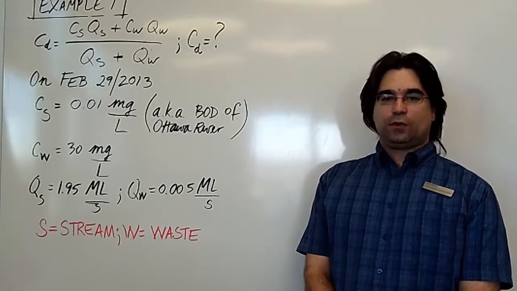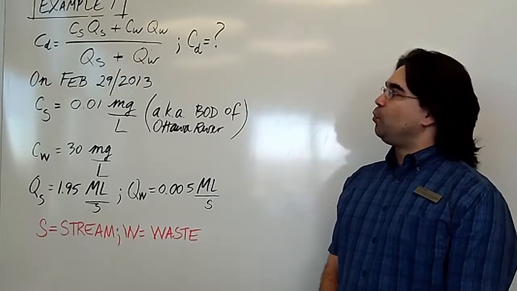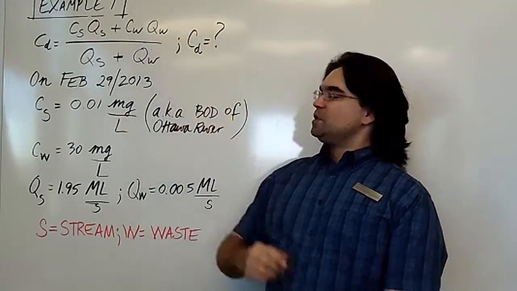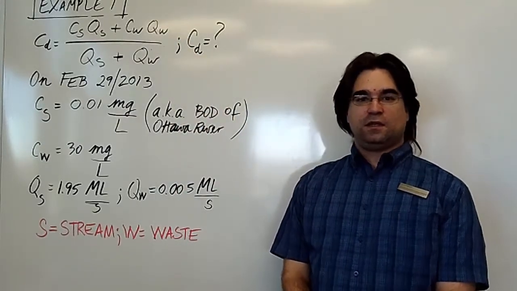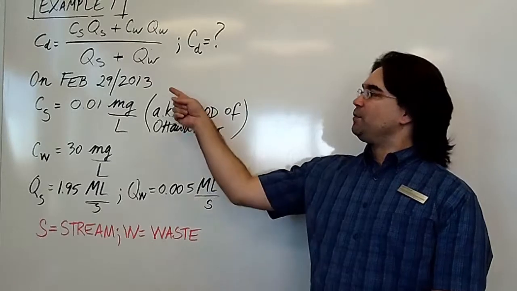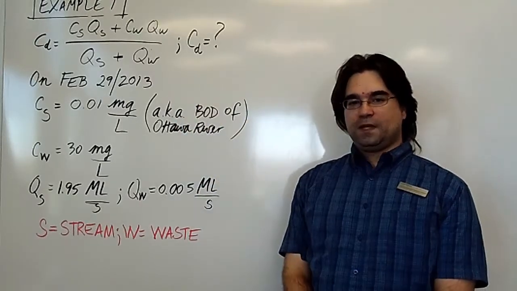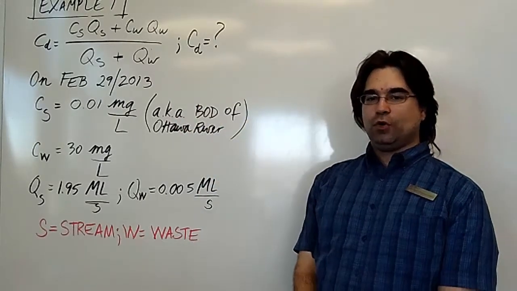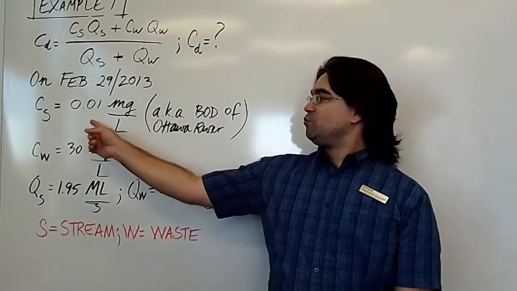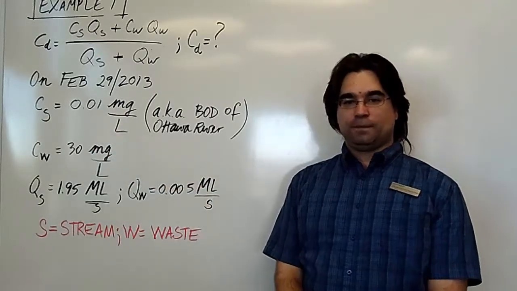Hello students, we're going to solve in this example number 1, as shown in your course notes. Specifically, the situation is this. You are told that on February 29, 2013, the stream concentration of E. coli in the Ottawa River is 0.01 micrograms per liter.